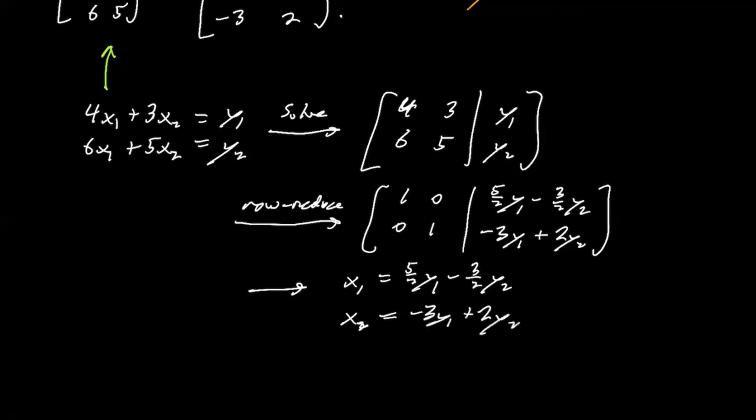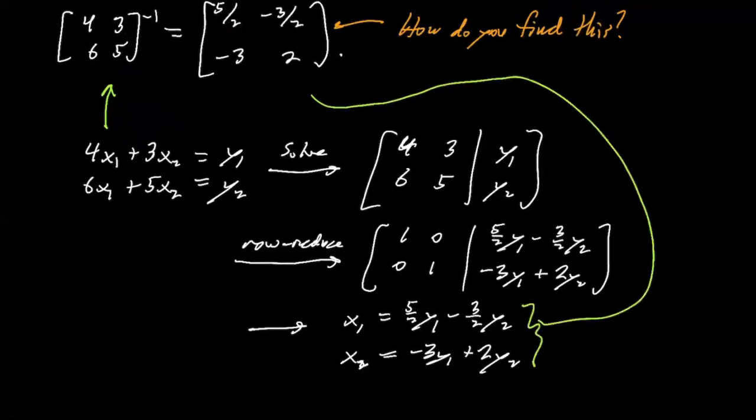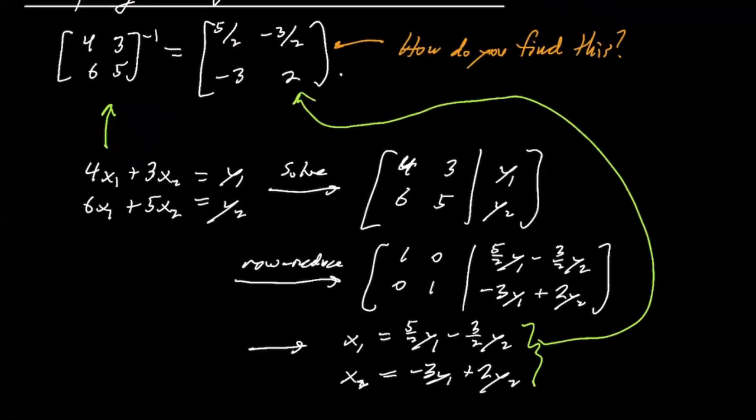And then that leads back to this equation right here. This set of equations leads back to this, because those are exactly the coefficients, right? The 5/2 matches that. The negative 3/2 matches that. The negative 3 matches that. And the 2 matches there. Okay, so that's really all it is.